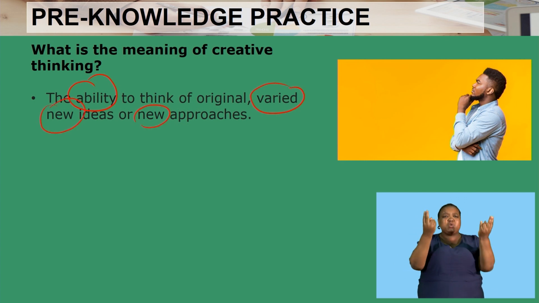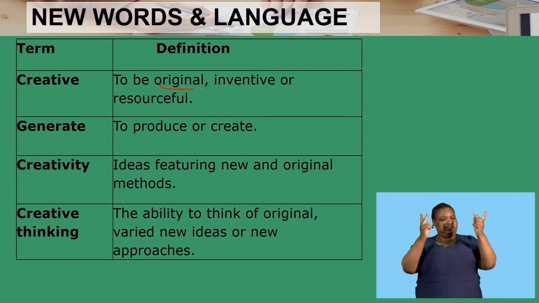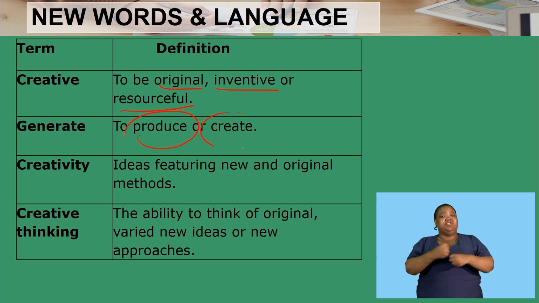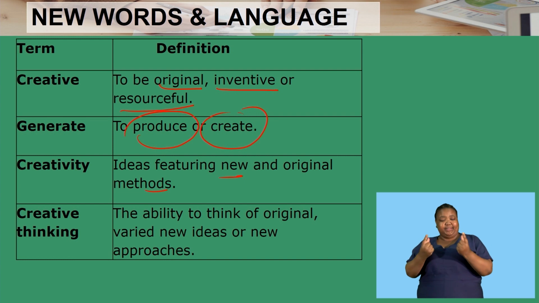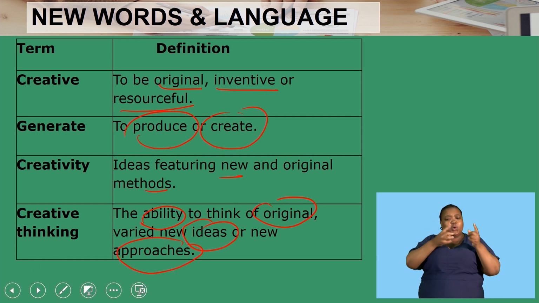Please take note, these are new things that you're coming up with, meaning these are things that have never been thought of before. Right, so the new words and the languages, so these are the terms and the definitions that we'll be doing throughout this lesson. Creative, to be original, inventive, or resourceful. To generate is to produce or to create. Creativity means ideas featuring new and original methods. Whereas creative thinking is the ability to think of original, varied new ideas or new approaches.